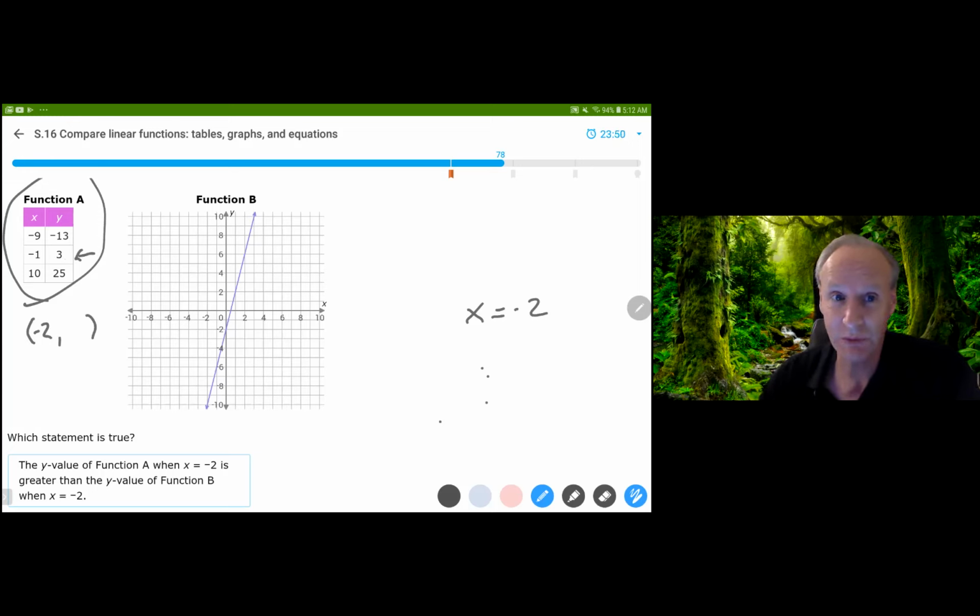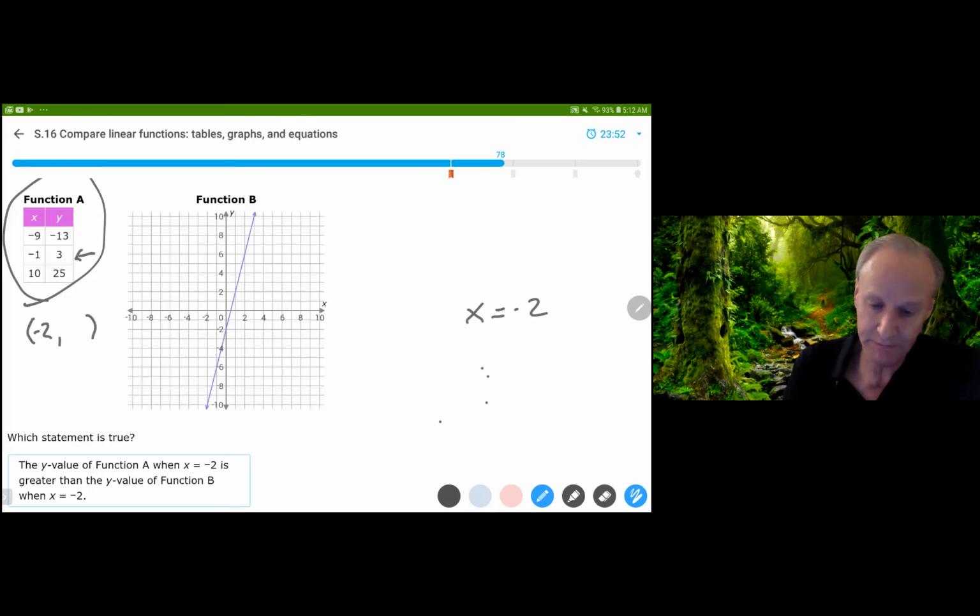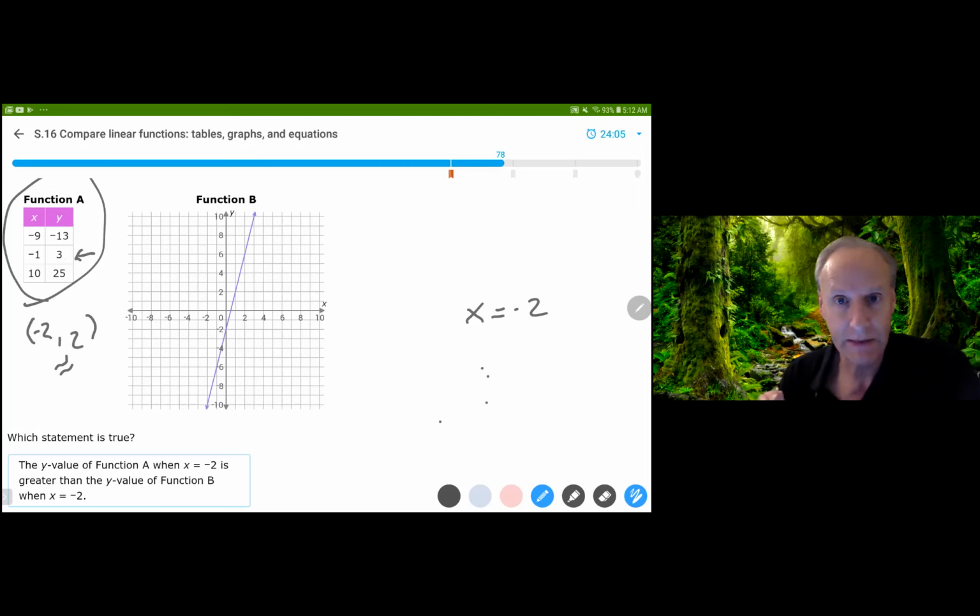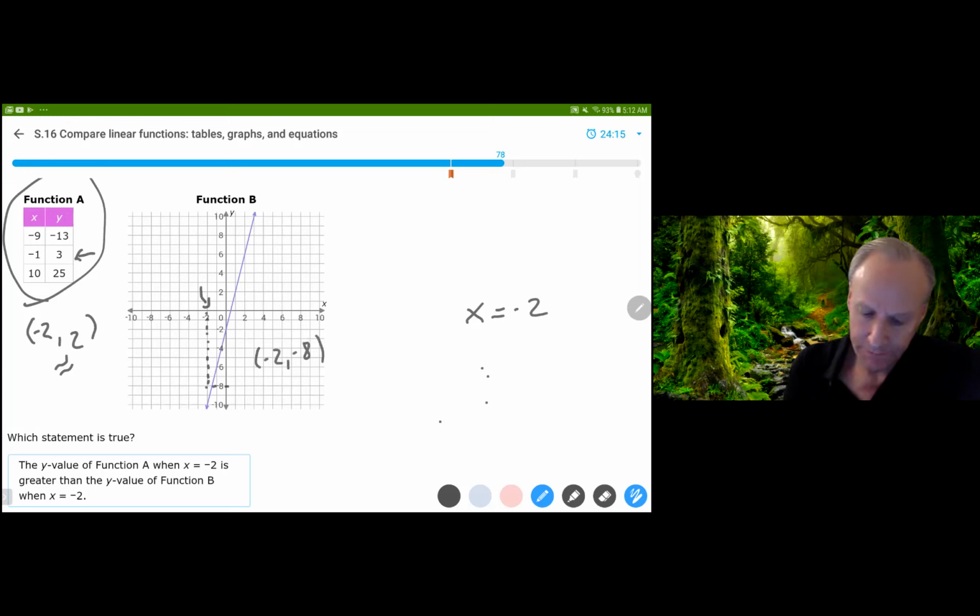I'm going to guess that it's probably 2 based on this function, just looking at it and estimating. I'm going to say that it's really close. So I'm going to say it's approximately 2. Now over here, I'm looking at what happens to the graph at x equals -2. Well, there's my -2 value, and look at the y value. It's way down here at -8. This one has to be much, much larger than this one, clearly.